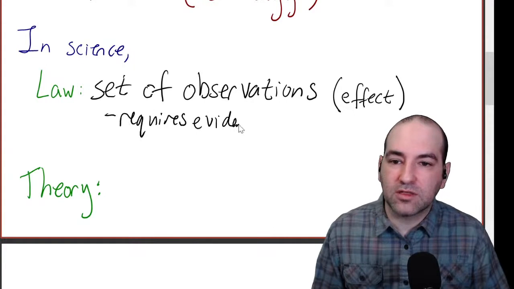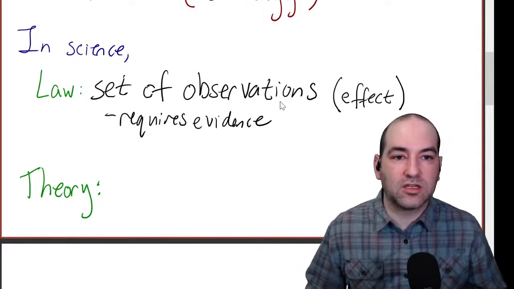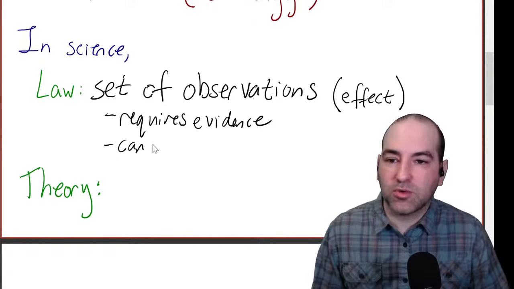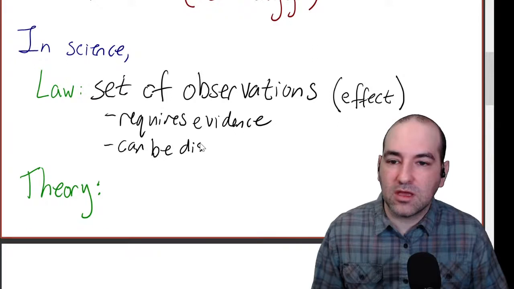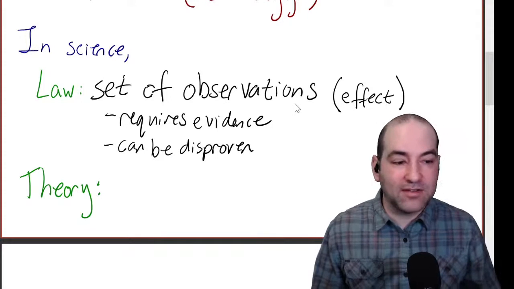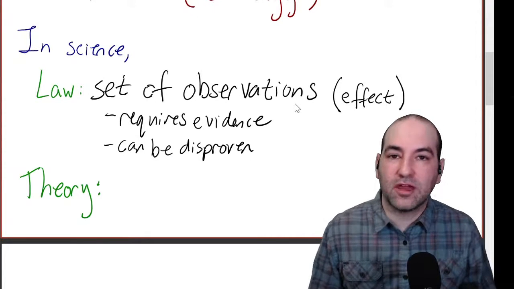And it requires evidence, so you have to show that this actually is true. And also, importantly, it can be disproven. A law is not absolutely always true. If you find enough evidence, you can actually show that it's not quite right.